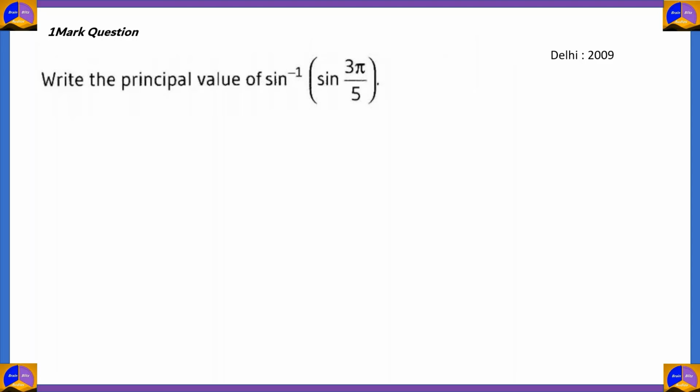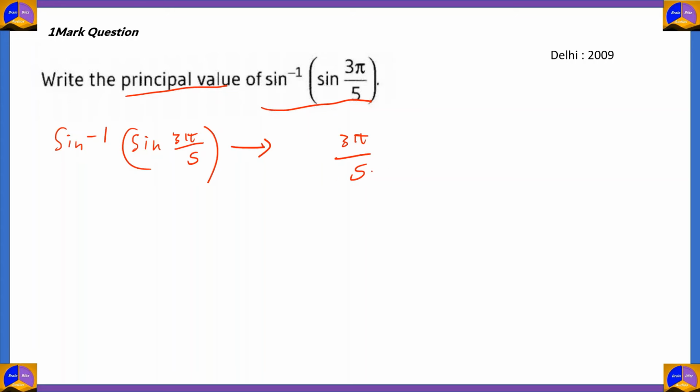Let's do another problem. We'll do this last problem today. Write the principal value of sine inverse of sine 3 pi by 5. Again, this one looks simple. Let's write sine inverse of sine 3 pi by 5. And so that will be equal to 3 pi by 5. Right? Wrong. This is incorrect.